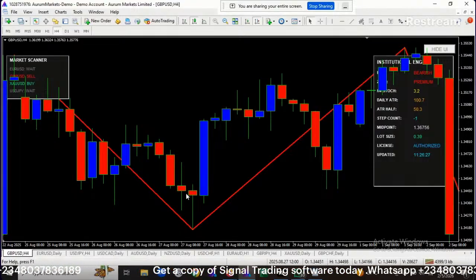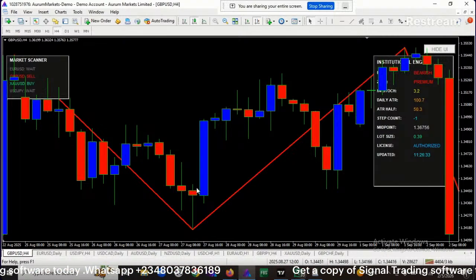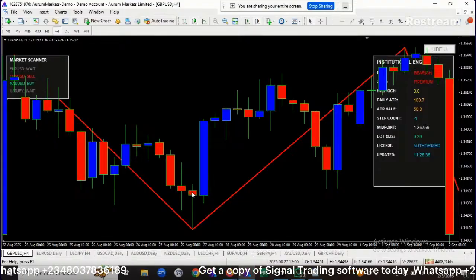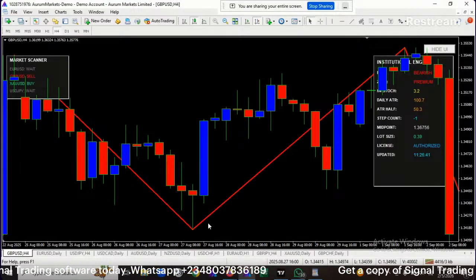So you can see this is also a hammer. This is also a hammer. Okay. So you would have bought here, you would have made so much profit. But sometimes these patterns would fail.